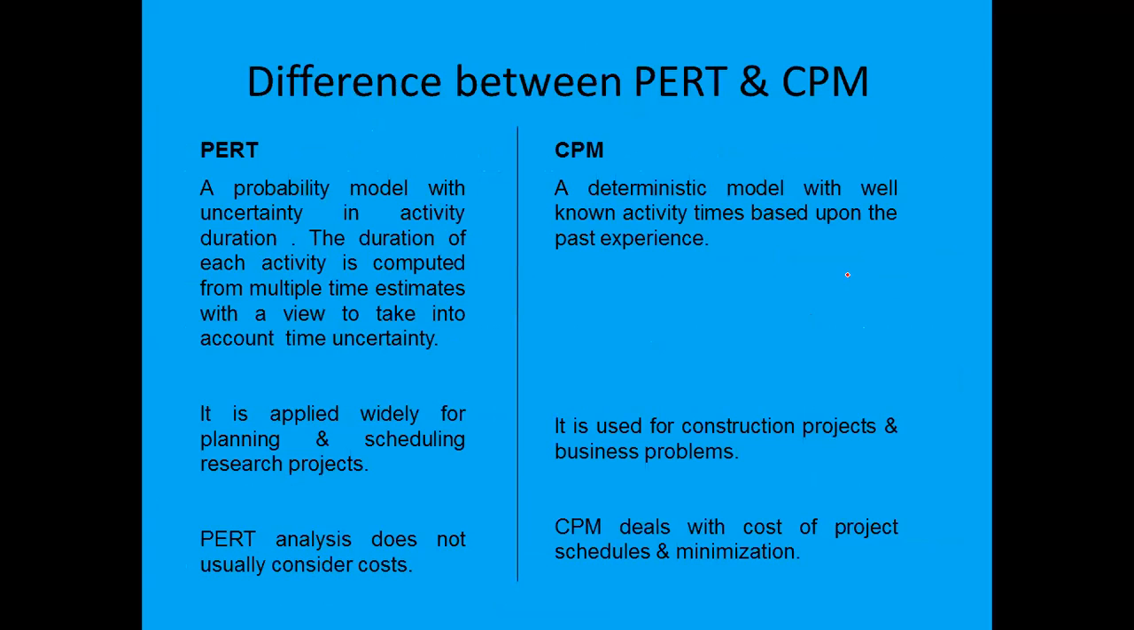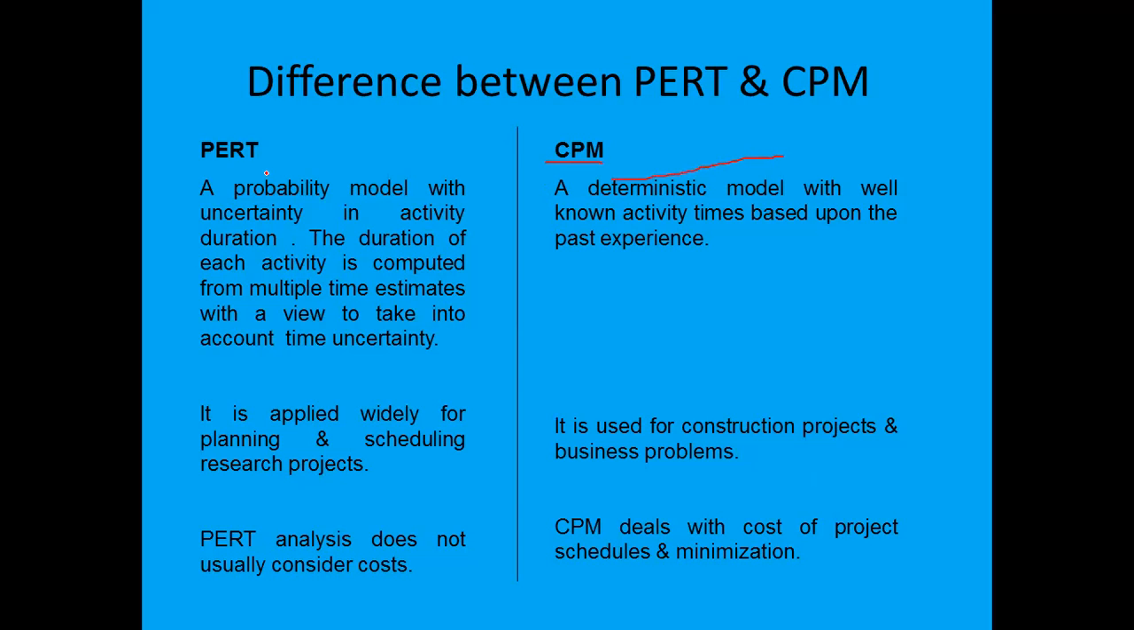Okay, now what is the difference between PERT and CPM? A probability model with uncertainty in activity duration. The duration of each activity is computed with multiple time estimates to take into account time uncertainty. That is about PERT. So in the CPM, you are having which one? In the CPM you are having a deterministic model.